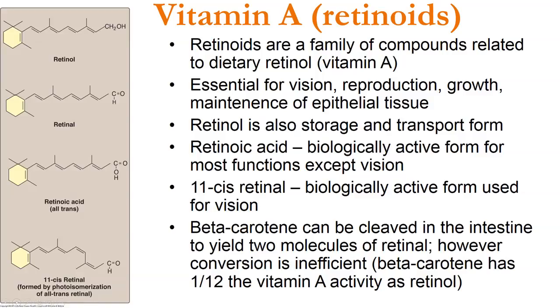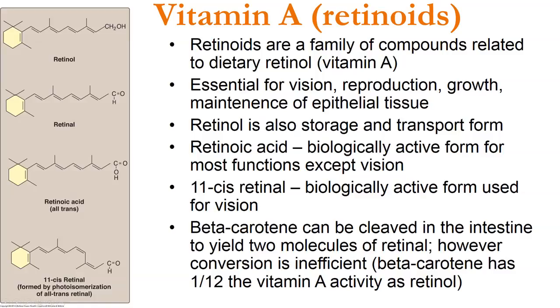Okay, so the first one we're going to go through, and if I remember right, I didn't do them exactly in alphabetical order. I think we're going A, D, K, E, but almost in alphabetical order. So first we're going to talk about vitamin A, or the retinoids. They are a family of compounds related to dietary retinol.